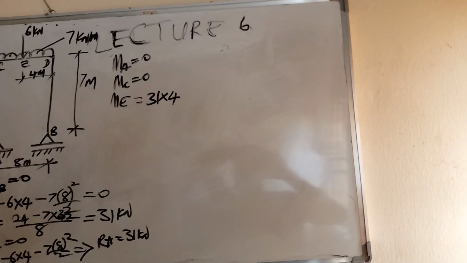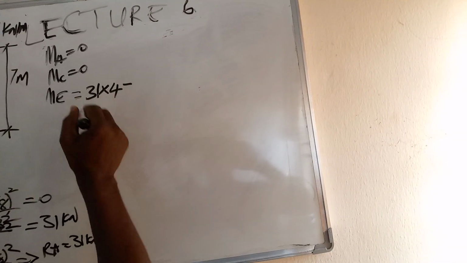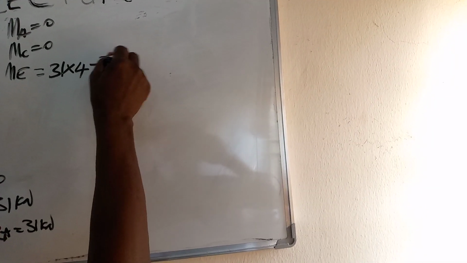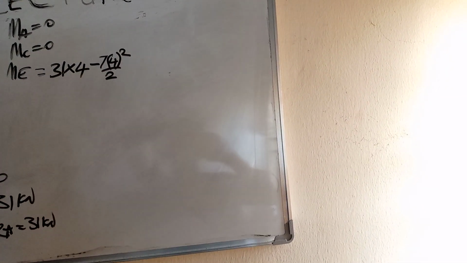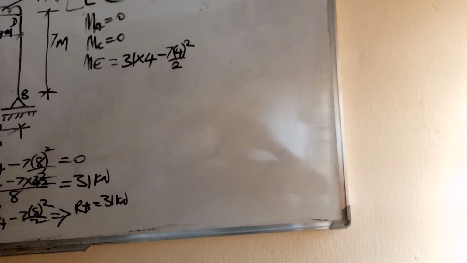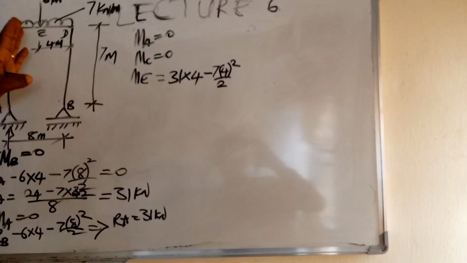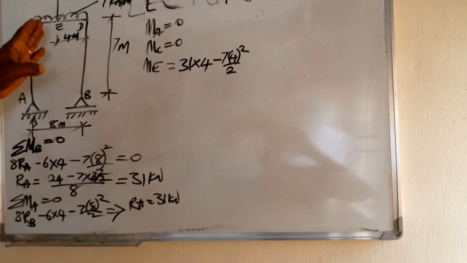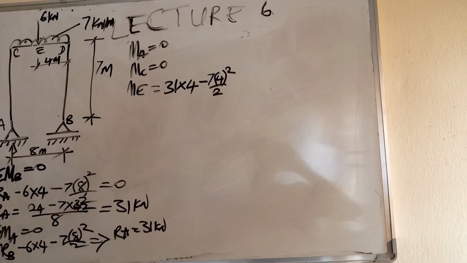That's the distance, which is 4, minus, because the load is against reaction A, minus 7 times 4 squared over 2. We are just at point E, where 6 kilonewton is. And so at that point, 6 kilonewton will not generate moment because there's no distance from itself. So it won't generate moment.